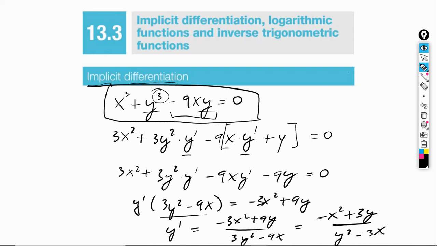Now notice that here we have things in terms of y as well. That's normal when you do implicit differentiation. So if you wanted to find the slope of the curve at a given point, you would need both coordinates. You would not be able to do it just with the x coordinate, such as we did before.